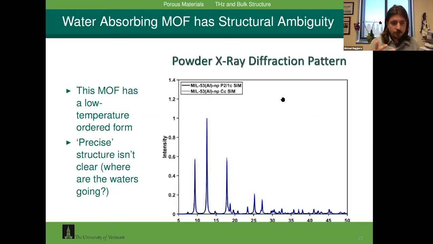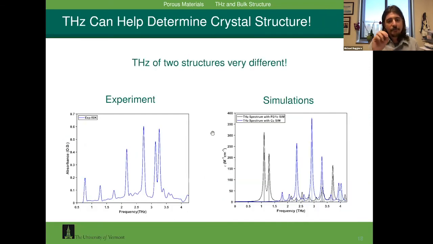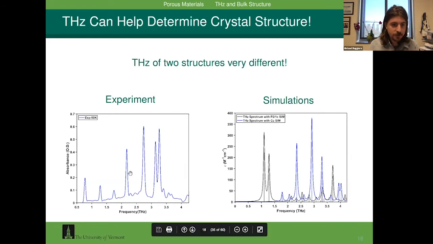These two structures are both potentially right, and using common techniques such as X-ray diffraction doesn't really give you any information. They give you exactly the same structure because the difference is so subtle. It's such a subtle difference between these two potential targets. But that very subtle difference is reflected in the terahertz data because it leads to different motions depending on where the water molecules are.